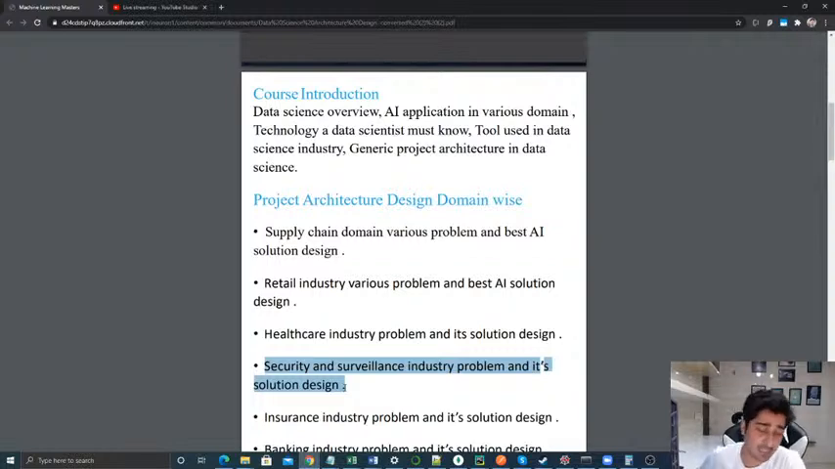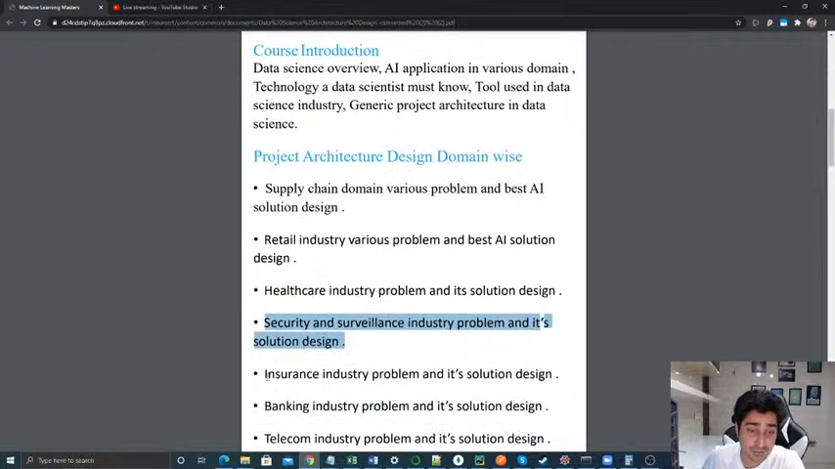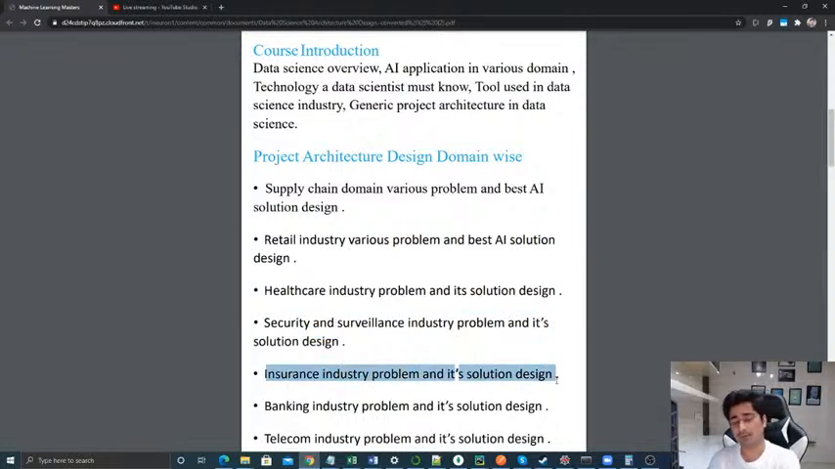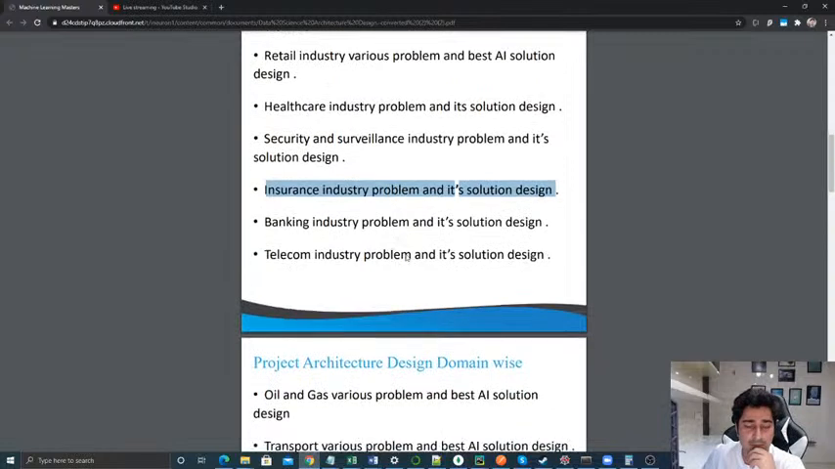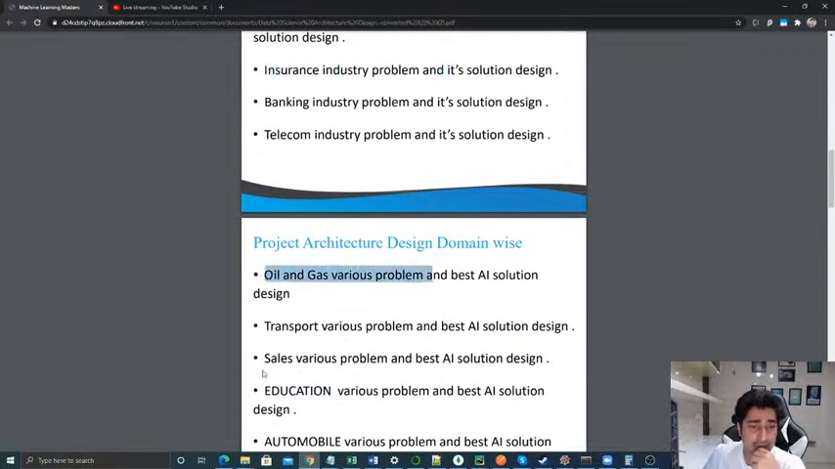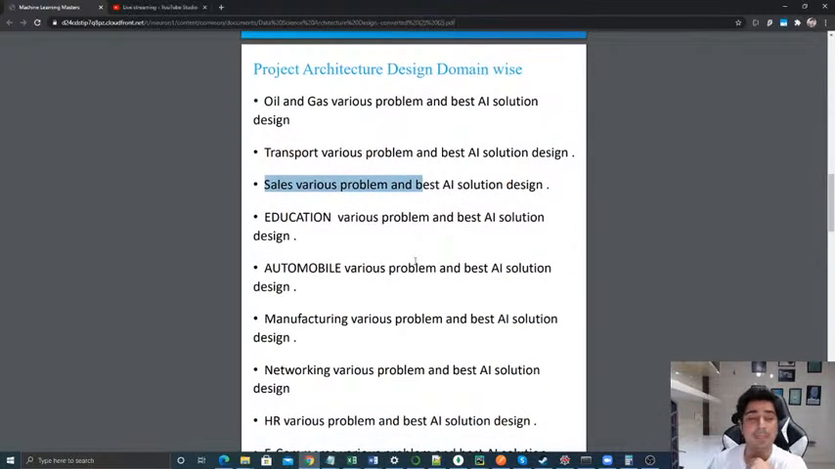And then another one is the insurance industry, with problem and solution designing. Many of you must be working in the insurance industry, so we'll talk about that as well. Then there is the banking industry problem, so we'll discuss banking, the finance industry, the telecom industry with a problem statement and its solution, oil and gas, the transport industry, sales industry problems, and the education industry problem that we are going to cover. And then the automobile industry, manufacturing industry, networking industry, and again HR.